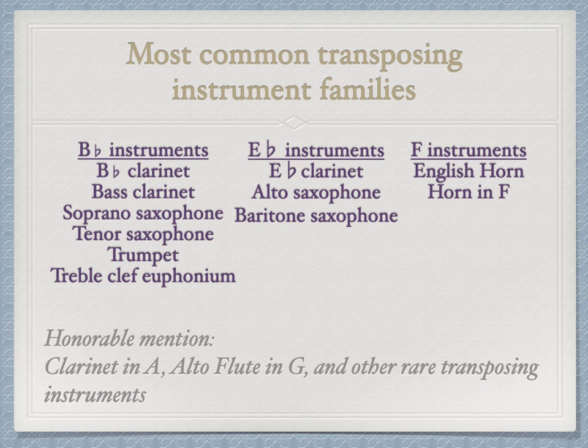Here's also a reminder of some of the more common instrument families. It's much easier to group the transposing instruments into the keys in which they transpose. For example, B-flat instruments, E-flat, F. These are the most common instruments in wind ensembles that you will see today. You can still find some other instruments like clarinet in A or alto flute in G, plus other rare instruments. Generally, the name of the key is going to be in the name of the instrument. So, if you don't see an instrument listed here that you know is commonly played in a wind ensemble, like flute or oboe, you can assume that those are C instruments or concert pitch instruments.